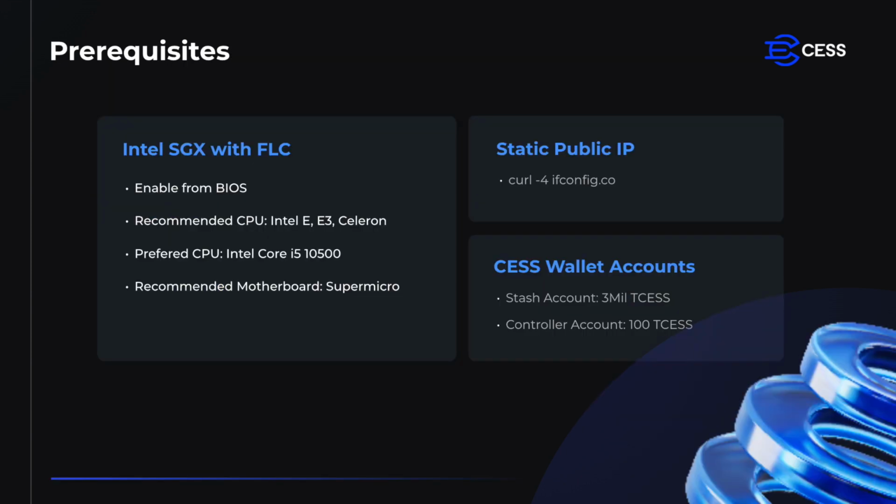Prerequisites. Intel SGX can be enabled from BIOS. For this, you'll need to follow the manufacturer's BIOS manual to enable SGX. For some hardware, the Intel SGX can be enabled through software, which is included in our SES client tool.